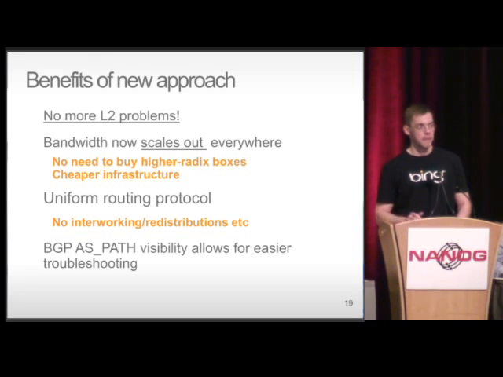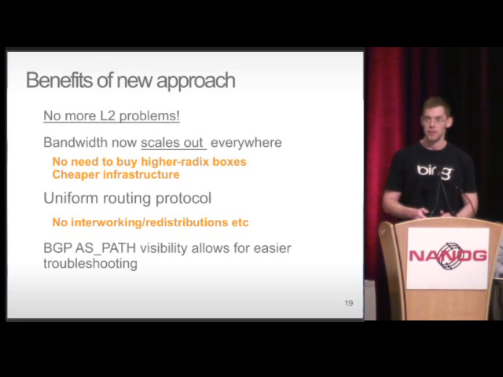And lastly, BGP has some nice properties. Specifically, the AS path attribute allows you to see the exact path your prefix took in the topology. And this also helps in troubleshooting, because you can know, hey, this prefix came from that Tor switch in that container.